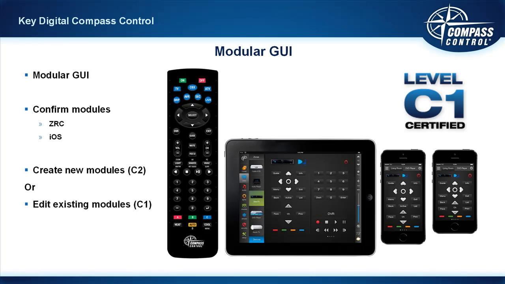However, if there's no specifying prefix at the beginning of the module name, no ZRC and no iOS, then that means it covers all the devices: the handheld remote, the iPad, the iPhone 5, and the iPhone 4, all covered. Now, creating a new module from scratch is something that's in the C2 training videos as well. Or editing existing modules, whether it be a ZRC module, iOS module, or obviously both, we're going to teach you later in this C1 presentation.